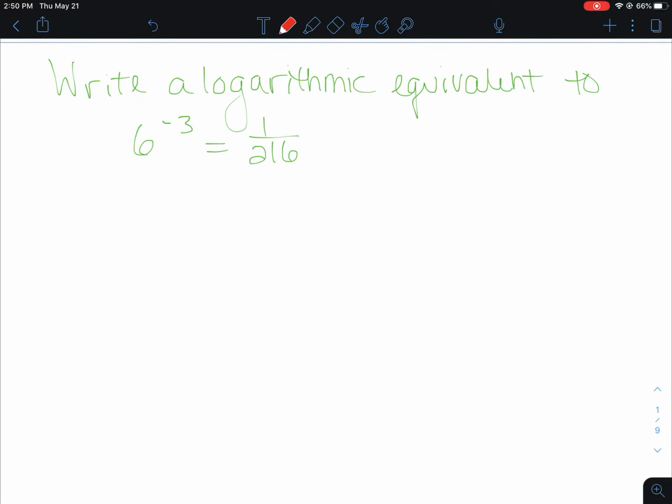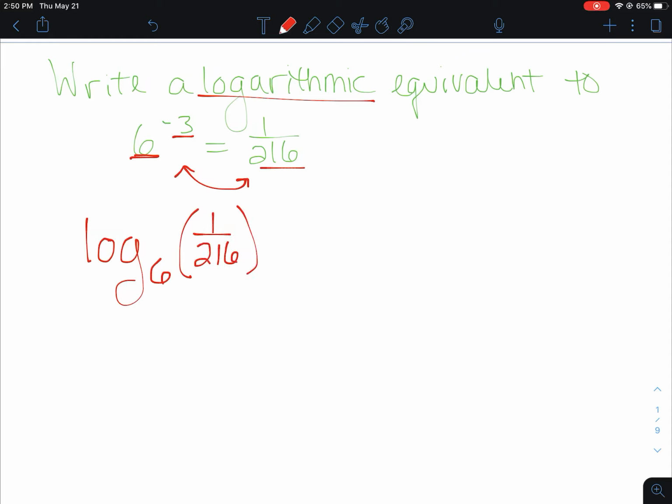Let's reverse that. So if I give you an exponential equation, let's write it as a logarithm. So log is always going to come first, and then we want to know the base of our log. Well, the base of the exponential is 6, so the base of the log has to be 6. And then the exponent and the answer swap places. That's how I like to think about it. So we're doing log base 6 of 1 over 216, and that's equal to -3. That's how we could rewrite that.